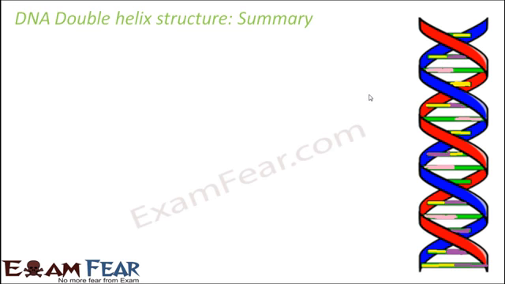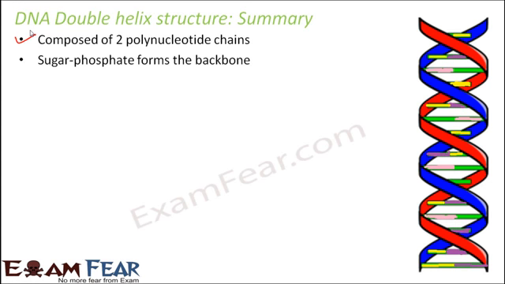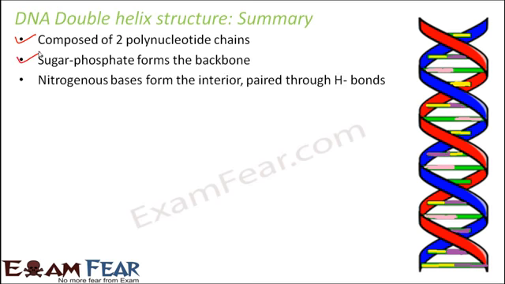So, what did we learn about the double helix structure of DNA? Let us quickly summarize. It is composed of two polynucleotide chains, and we already discussed what the polynucleotide chain is made up of. It is made up of several units of nucleotides which are bonded together by phosphodiester bonds. Sugar phosphate forms the backbone. As I said, the sugar and the phosphate, they will form the backbone. And what about the nitrogenous bases? They form the interior and they exist in pairs, and that too complementary pairing. And what kind of bond exists between two nitrogenous bases? It is hydrogen bonds.